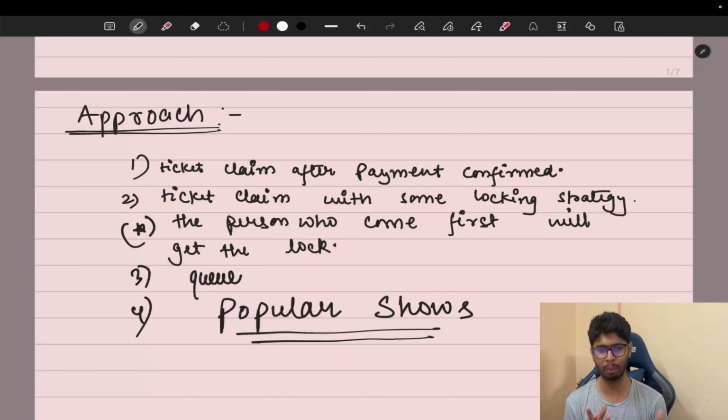If they are not able to complete the payment within a particular time, then what will happen? Then again the lock will be empty. Then user 2 can click it and again book the ticket. So now let's talk about the third point. This is the point that I was explaining to you.